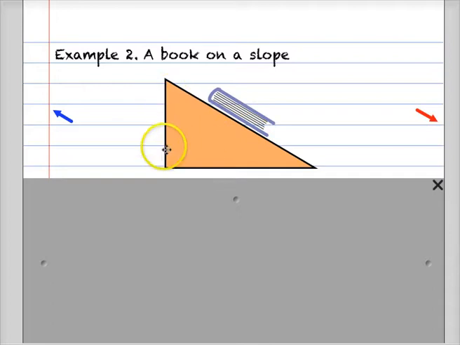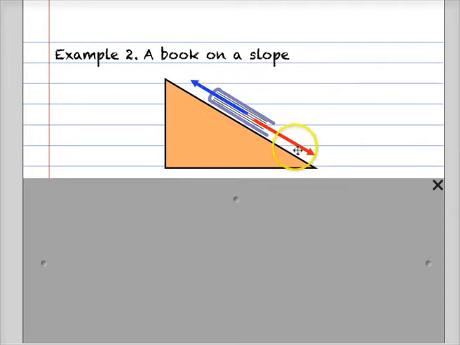Let's take a look at a second example. In this example we have a slope, and we have a book sitting on the slope, and the book's not moving. Now if the book had wheels, gravity, or a part of gravity, the component of gravity pointing down the slope, would cause the book to roll down, but the book is not moving. So what force is preventing the book from moving? That's friction. Friction in the opposite direction.